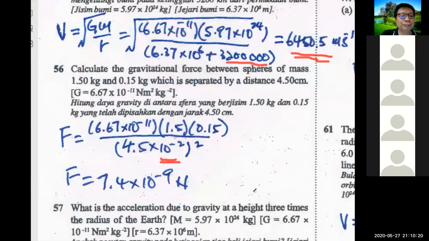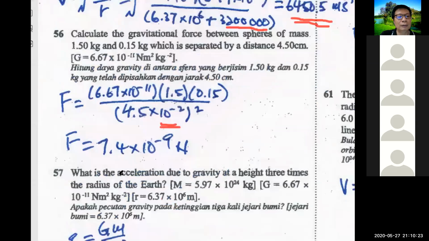All right, 57. What is the acceleration due to gravity? Find the gravitational acceleration g at a height 3 times the radius of the Earth, 3r. The mass is given, the constant G value is given, and the R is given. What formula do you use to find the gravitational acceleration? Can you tell me what formula to find g, gravitational acceleration?